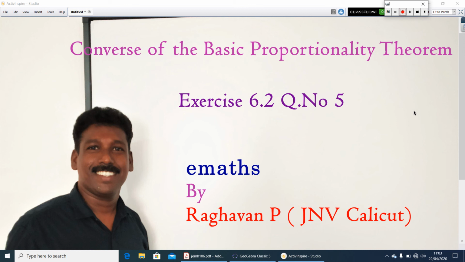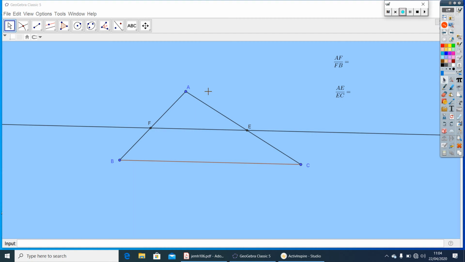Today I am going to discuss the converse of the basic proportionality theorem and Exercise 6.2, question number 5. Do you know what the basic proportionality theorem is? A line drawn parallel to one side of a triangle to intersect the other two sides in distinct points, here F and E, then the other two sides are divided in the same ratio, that is AF by FB is equal to AE by EC.